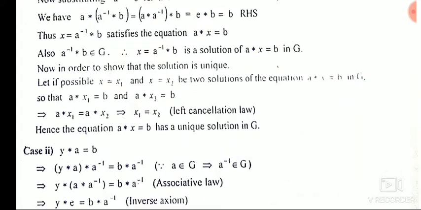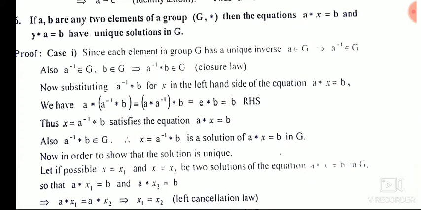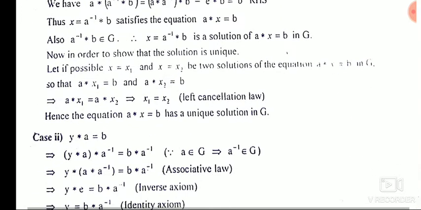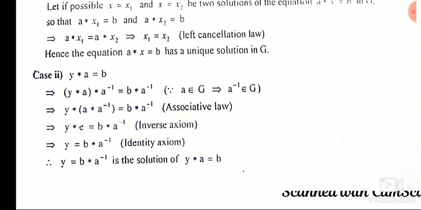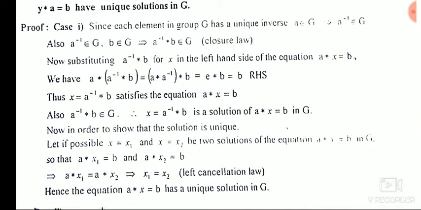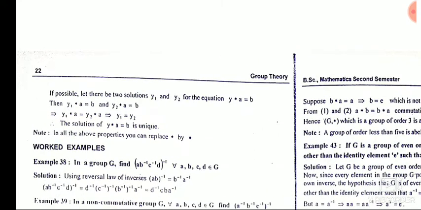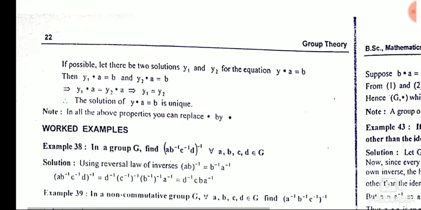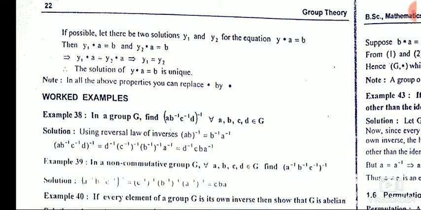See, this is the second method of doing that. In the first method, we choose something as a solution and prove it. This is one more type of proving, but the first method is the fundamental method. The better method is the first one. So if possible, let there be two solutions, y1 and y2, to the equation y star A is equal to B. We do the same thing to show that it is unique, as in the first case.